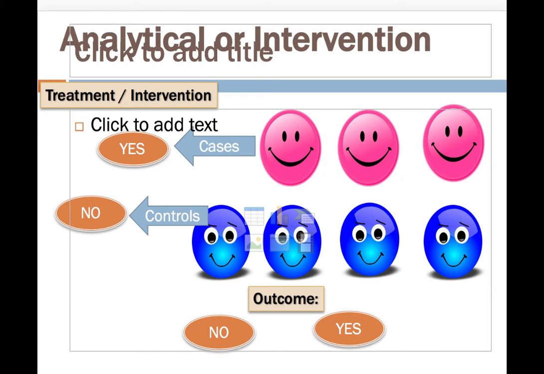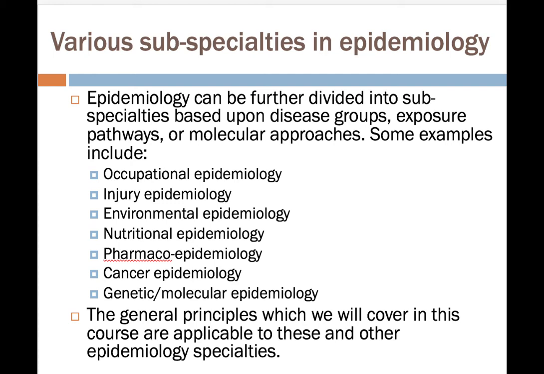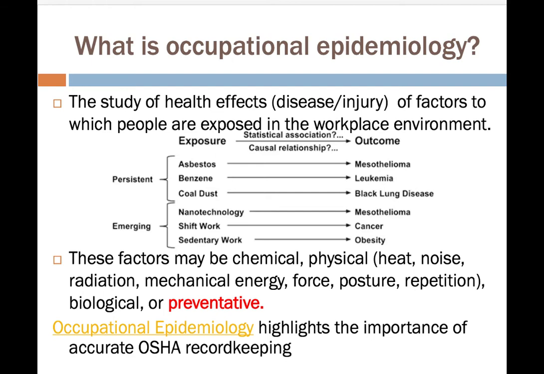So, some different subcategories of epidemiology. We divide this further into occupational epidemiology, something that Roger Jensen studied when he was at NIOSH, injury epidemiology, environmental epidemiology, nutritional epidemiology, cancer epidemiology. We're going to focus mostly in this class on public health and occupational epidemiology, as well as environmental epidemiology. So what is occupational epidemiology?